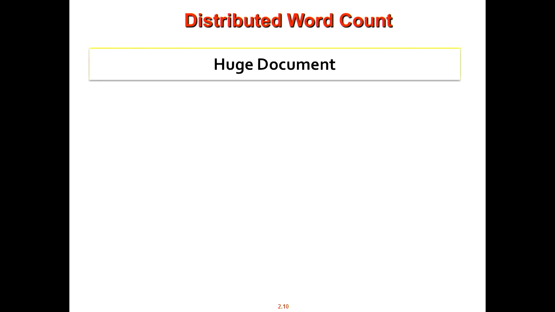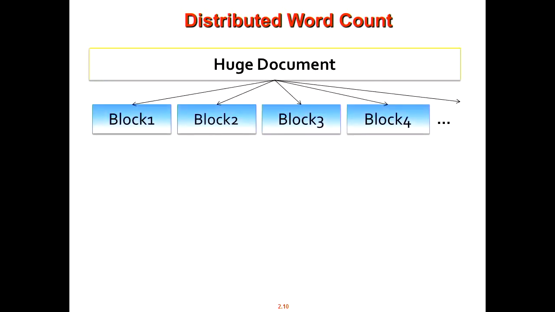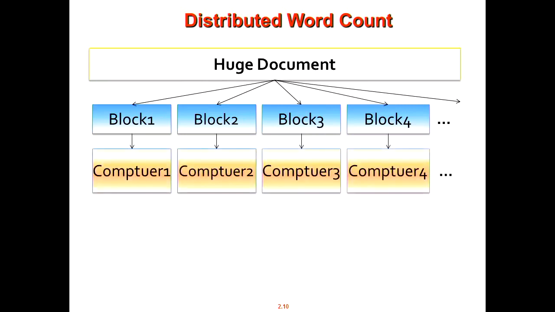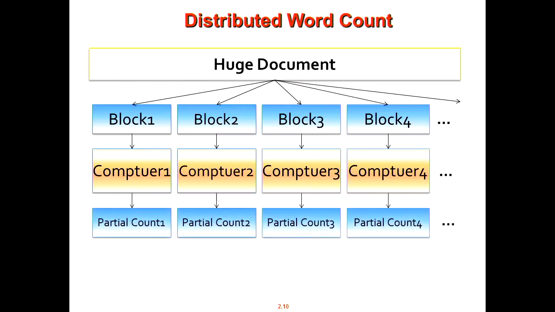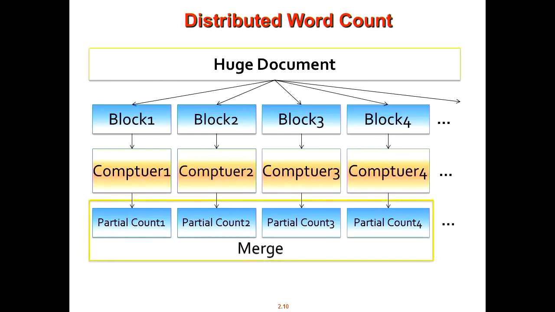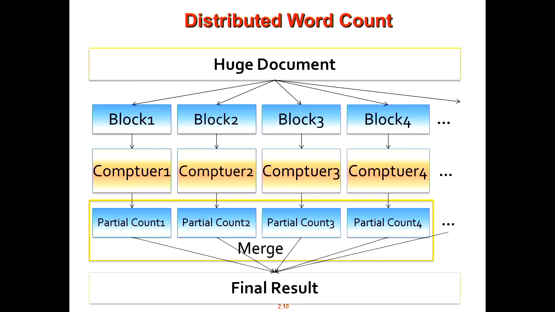So let's review the word count example again. Last lecture, I have already shown you the basic steps of word count in MapReduce. Now let's think about this whole process again. Given a huge document, without MapReduce, you can split this huge document into different blocks, block 1, block 2, block 3, block 4, and send each block to a computer for processing. Each computer, based on the data it receives, can generate some partial results. For this word count example, it can do some partial count to compute the term frequency within the data it received. Finally, after all these partial counts are obtained from different computers, you can merge them together to get the final results.